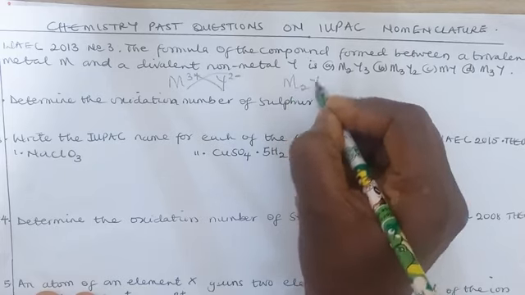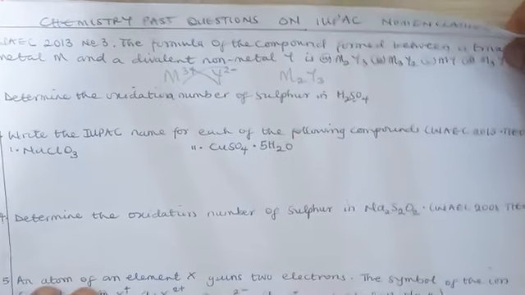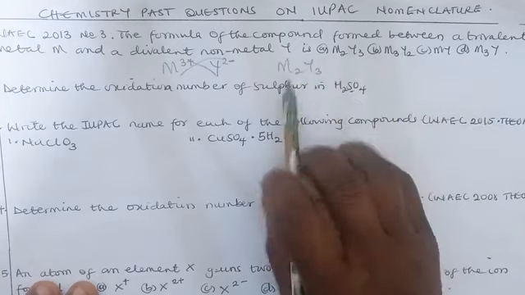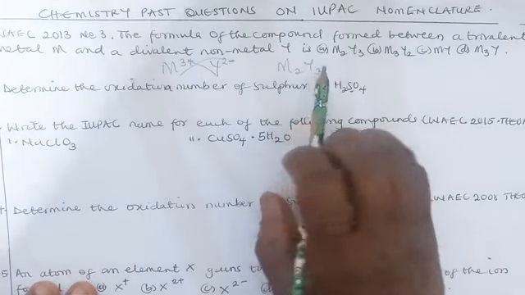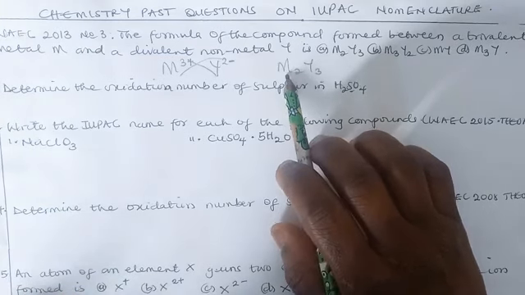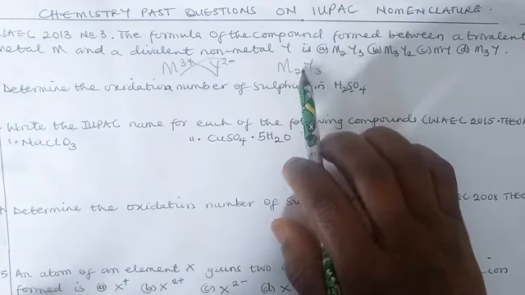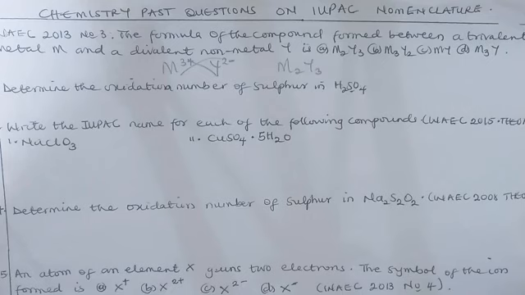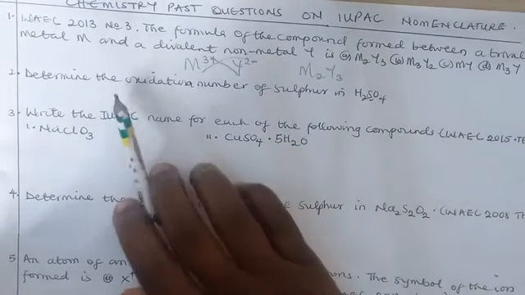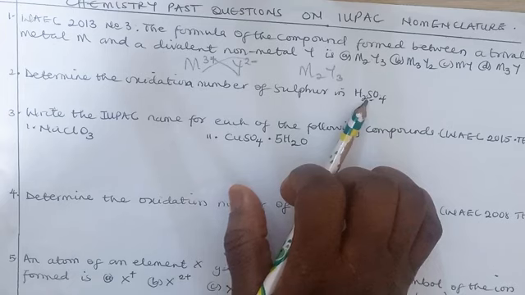So we have M2Y3, and take note that any letter that is given to you, especially if the question is asked in theory, that's what you should stick with, except otherwise stated that you should indicate or get the name of the possible compound formed. But if you are not asked, please just use the letter as it was given. Next question: determine the oxidation number of sulfur in H2SO4.